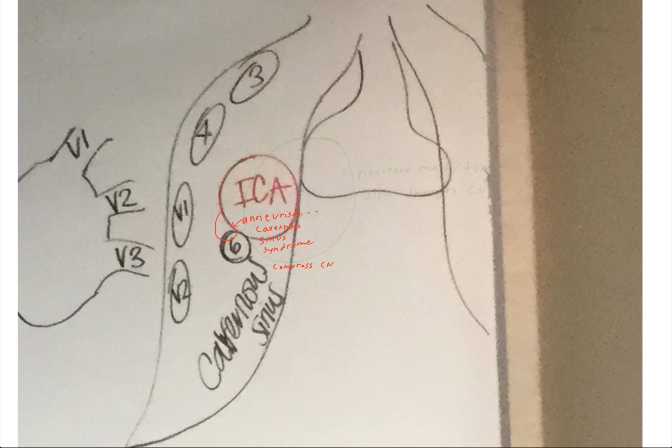So cavernous sinus syndrome is just anything in a cavernous sinus that shouldn't be there, isn't normal. The most common things are an ICA aneurysm or a pituitary tumor. Okay? The first nerve to be damaged when you have cavernous sinus syndrome is the abducens, and it's because it is the most medially located in the cavernous sinus.